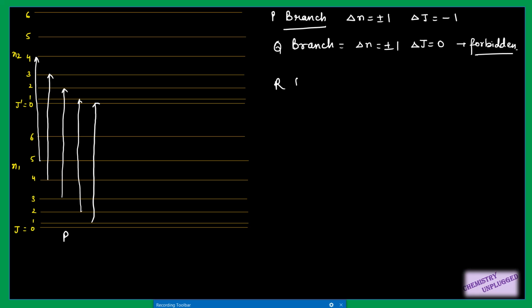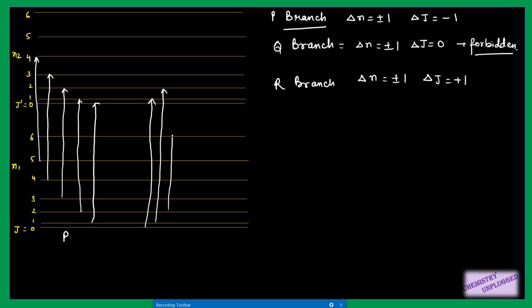Next is R branch. In R branch, the change in n value is again plus minus 1 and the change in J value is plus 1. So if we are starting from J equals 0 of this vibrational level, it will go to J equals 1. The change in J value is plus 1, and simultaneously there is a change in the vibrational energy level also. So for the next, J equals 1 will go to 2. From 2 it will go to 3. From 3 it will go to 4. And from 4 it will go to 5, and so on. So this is your R branch.